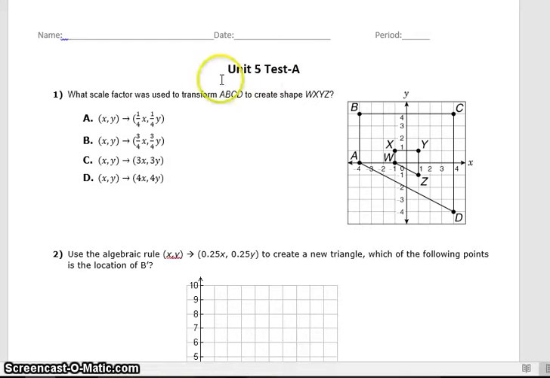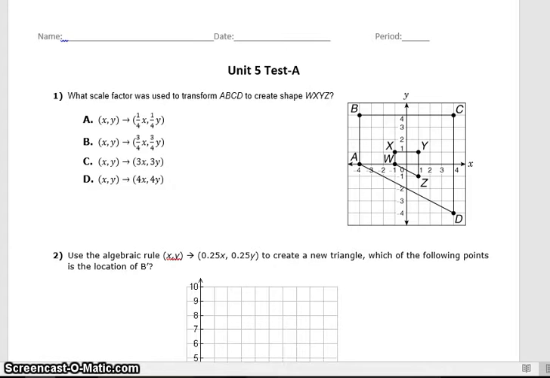Unit 5 test. Number 1. What scale factor was used to transform ABCD to create shape WXYZ? This is my original, this is my new. ABCD, original, and my new shape. What is the scale factor for that in the equation form?